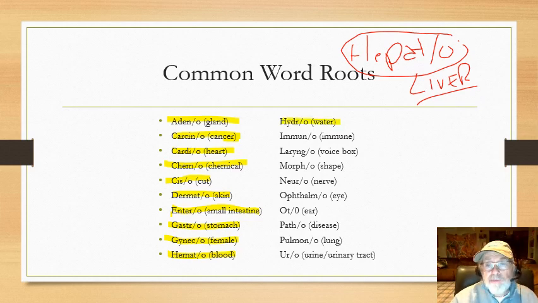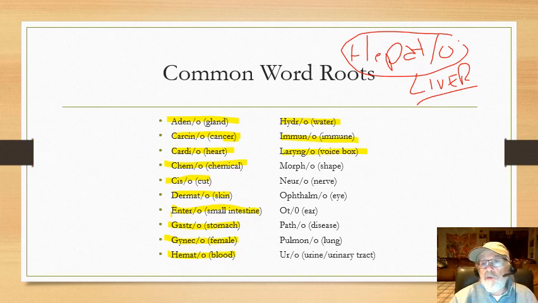A couple other word roots that we should talk about. Hydro means water. Okay, hydrotherapy. Hydrotherapy is like a whirlpool, so they're using water as a form of therapy. Immuno means immune. That doesn't take a rocket scientist to figure that one out. Immunology, the study of immune responses in the body.